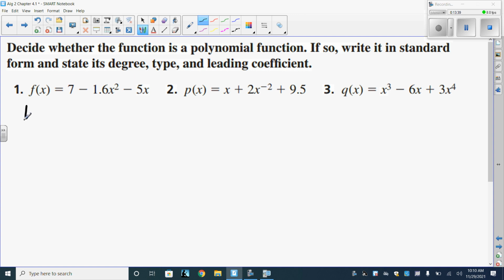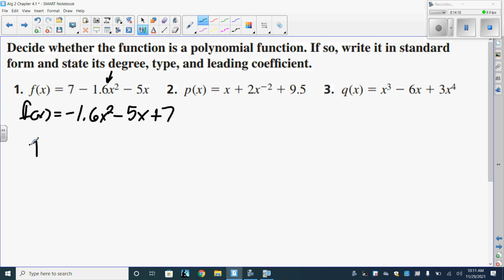Now, is it in standard form? No, we need the negative 1.6 times x squared to be in front. We need the biggest variable first. So we'd have negative 1.6 x squared first. And then what would be second? 5x, and then plus 7. We put it in standard form because now we do have the variables in order of decreasing power.